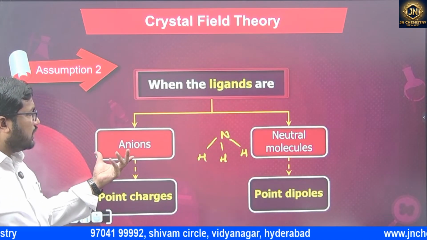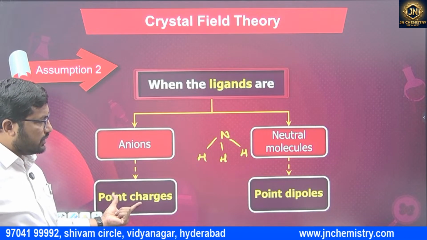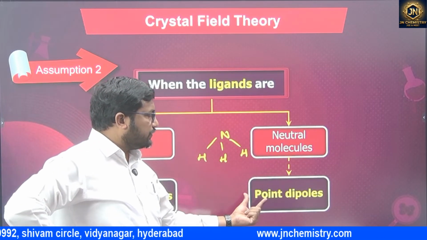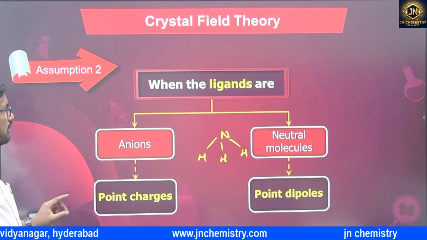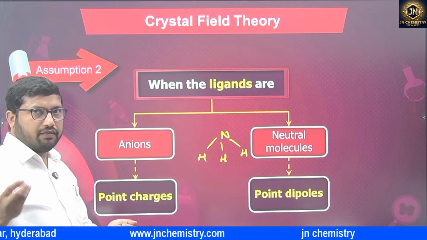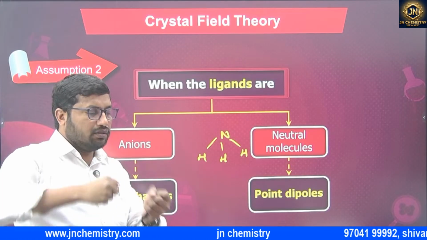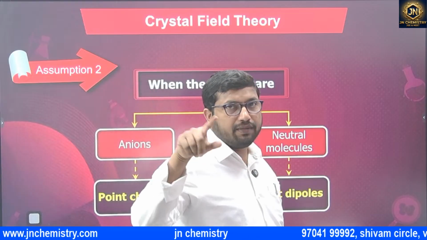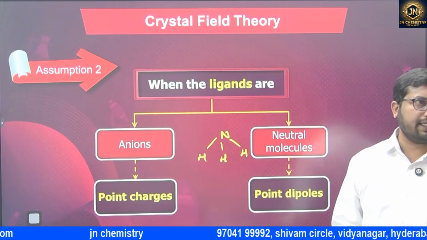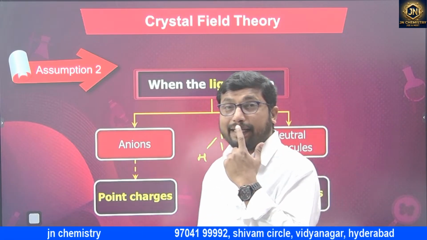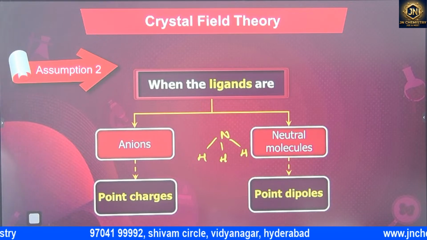Right? When ligands are anions or neutral molecules, anions we could say are point charges, and the neutral molecules we could say are point dipoles. Write it down. So when ligands are negative charge, point charges approach the central atom. I told you d orbitals are two types, axial and non-axial, for tetrahedral and octahedral cases in the d block, when I was explaining that time, right?